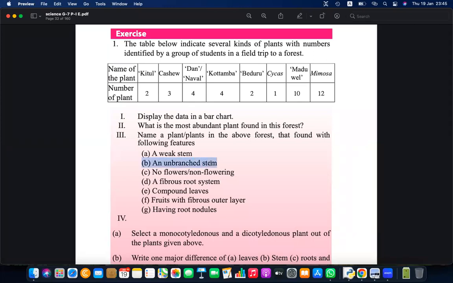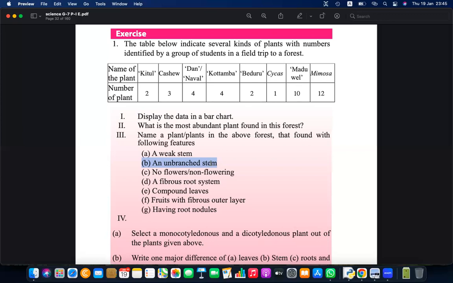Unbranched stem. Easy one. Kitul. Good. No flowers, non-flowering. Beduru. Do you have flowers in Beduru? No, sir. Then a fibrous root system. Cycas. Fibrous root system. Kitul. Good.